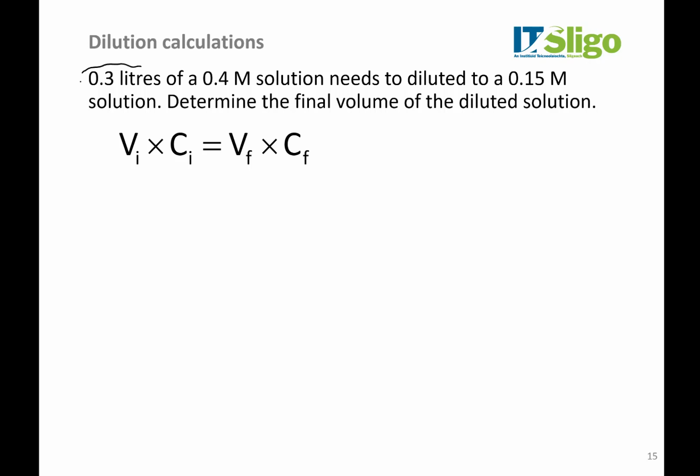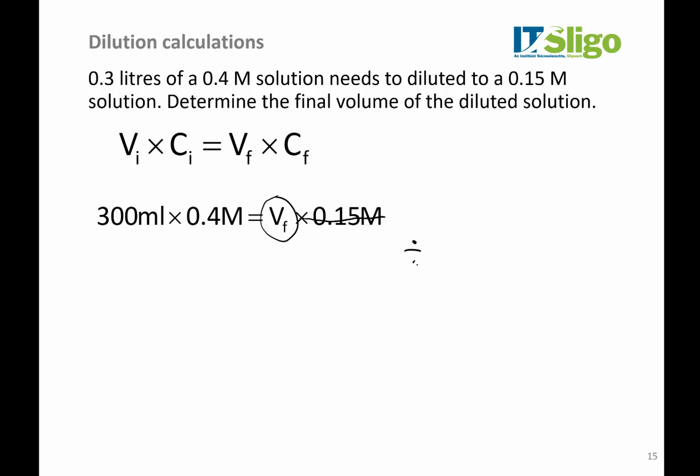I'm going to bring my liters down to mL. I just prefer dealing with whole numbers. So that'll be 300 mL by 0.4 is equal to VF by 0.15. So I want to get VF on its own, guys. So I need to get rid of this. So I'm going to divide both sides by 0.15 M. The reason why I divide is because it's the inverse of multiplied. So I divide both sides by 0.15 M.